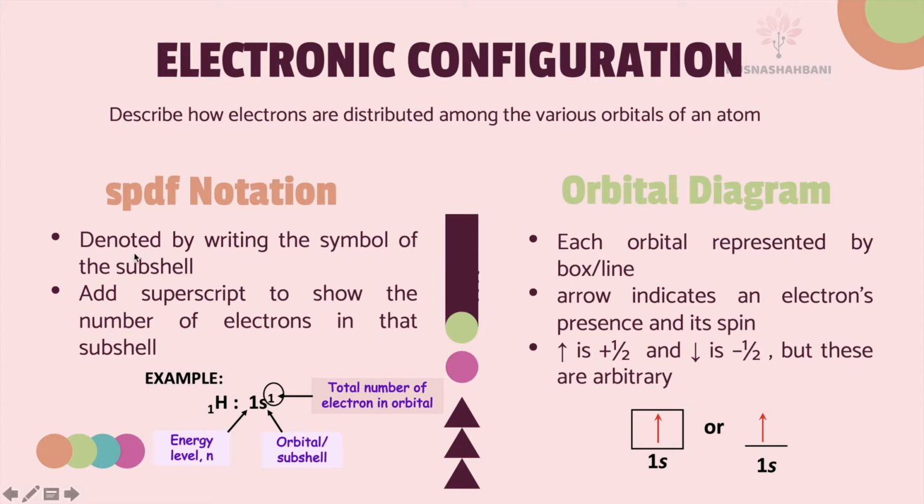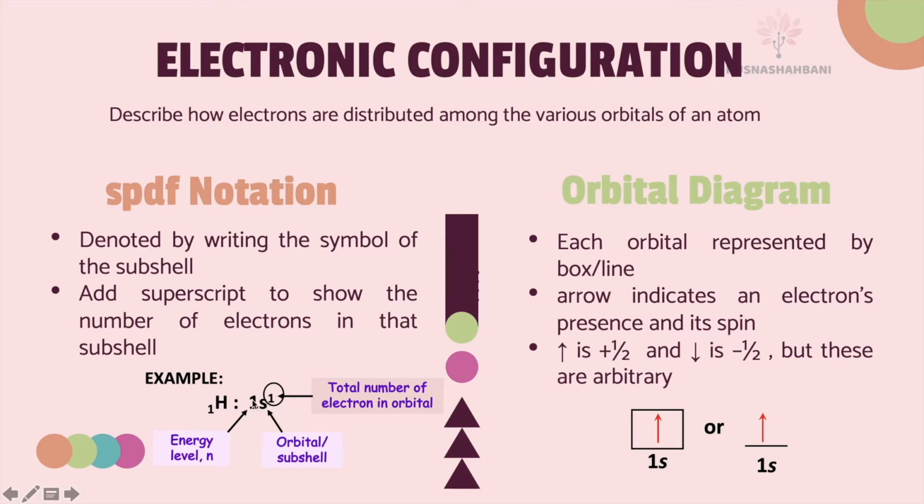SPDF notation is denoted by writing the symbol of the subshell. Add the superscript to show the number of electrons in that subshell. This is the symbol of the subshell. Energy level n equal to 1 for atom hydrogen, n equal to 1, and when the subshell l equal to 0, it means the subshell is subshell s.